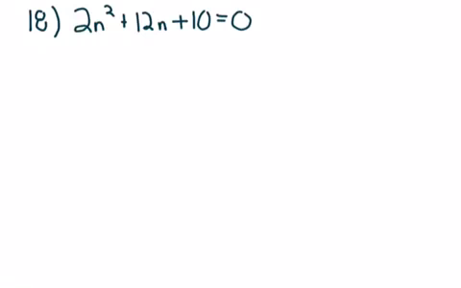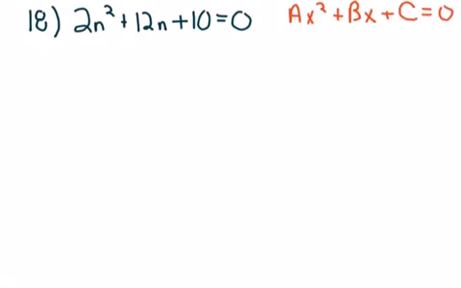So remember, our A is in front of the x squared, or the squared variable. Our B is the coefficient of the x variable. And our C is the constant. So what do you think? What is A, B, and C in this problem?